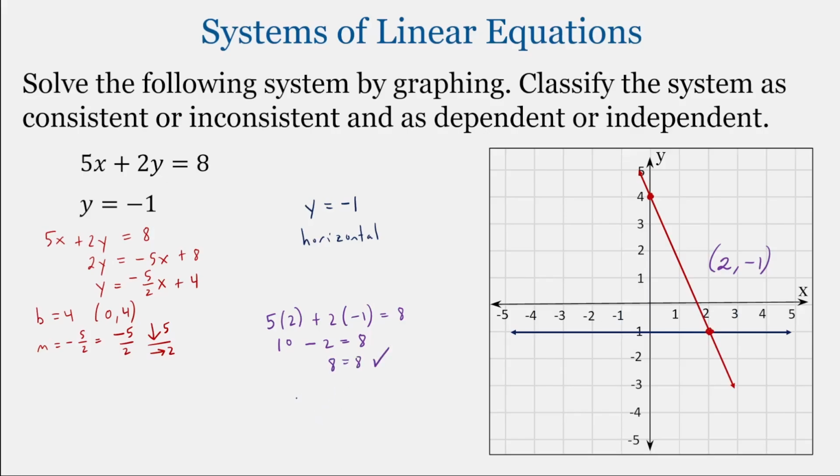And for the second equation, again, we don't have an x value, but we do have a y. So wherever there's a y, we're going to plug in a negative 1. We have negative 1 equal to negative 1. That is also a true statement. So the solution to this system is (2, negative 1). So we have a solution, so this system is consistent. And these two equations do not represent the same line, so this system is independent.